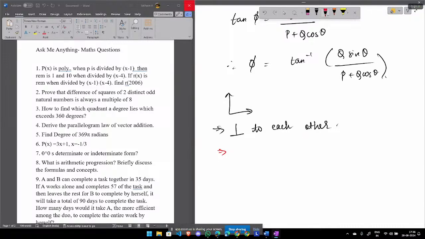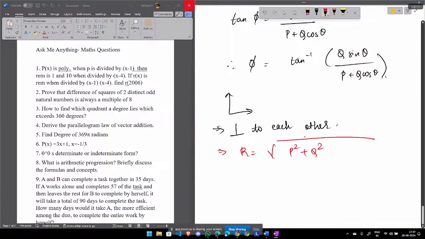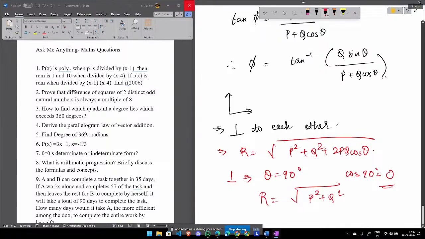So as derived above, what did we do? The magnitude of the resultant, what did we write it as? We wrote it as P square plus Q square plus 2PQ cos of theta. Now given that the two vectors are perpendicular implies my theta is 90 degrees. If theta is 90 degrees, what is the value of cos 90? Cos 90 is 0. So what am I left with? R is equal to under root of P square plus Q square. So if the two vectors are perpendicular to each other, the resultant would be under root of P square plus Q square.